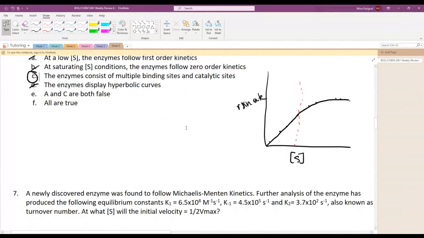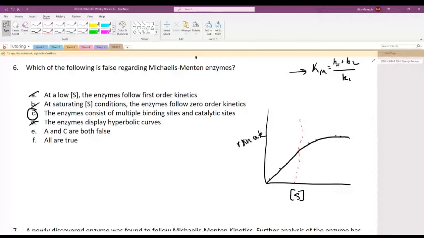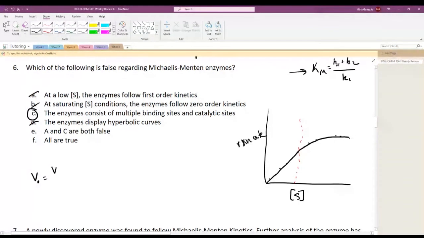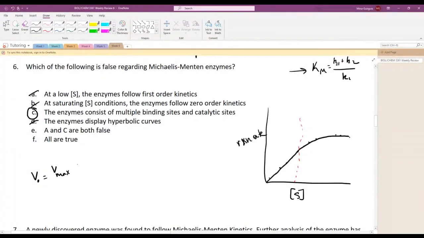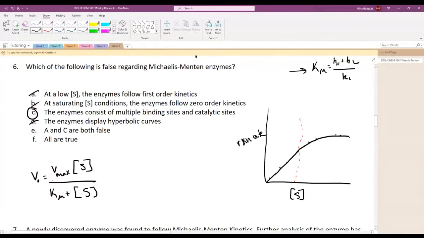And actually it's Briggs-Haldane who came up with an equation using the idea that Michaelis-Menten came up with, steady state. We came up with this new equation called the Michaelis-Menten equation. That's V0 equals Vmax times substrate concentration over Km plus substrate concentration. So we have two V's here. Let's talk about those V's.